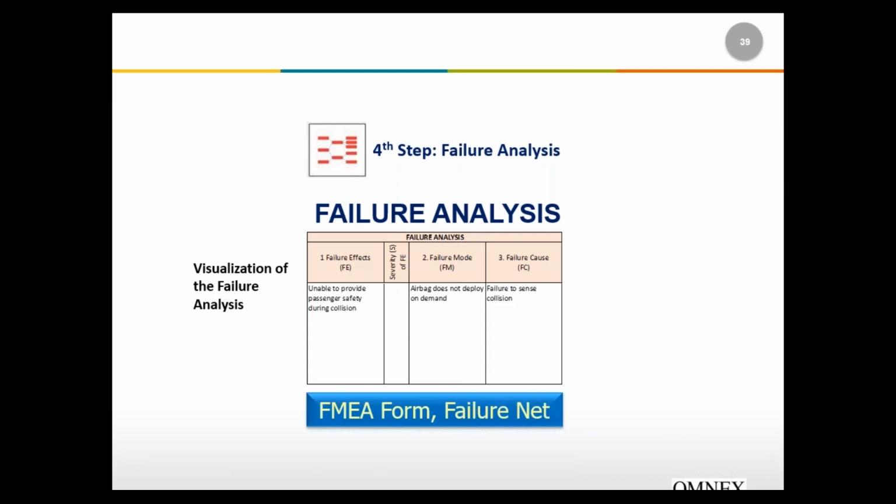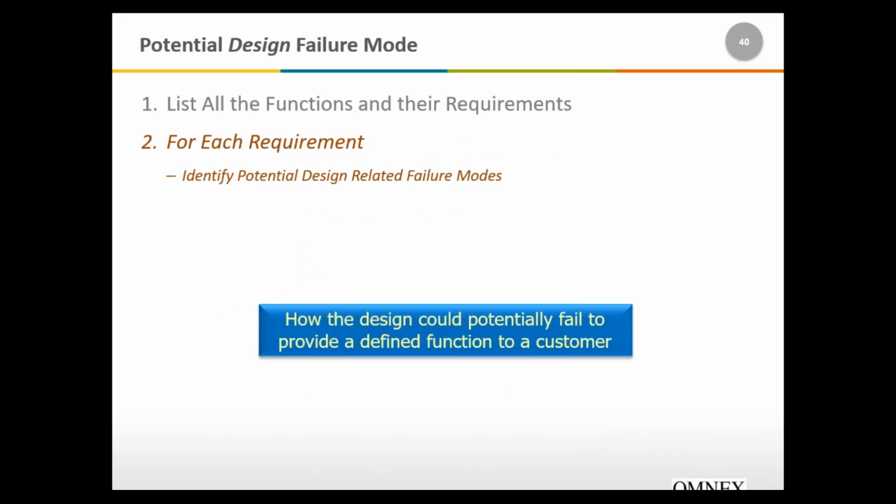Once we have the relationship between the different functions and requirements, we can now ask the question, what can go wrong? So we go into the failure analysis, which is in the next 3 columns over. For every requirement, we want to identify potential design related failure modes. The logic is that we have to assume that production is going to make the product the way it was specified. So we're looking at why the design would fail when it's built as specified.